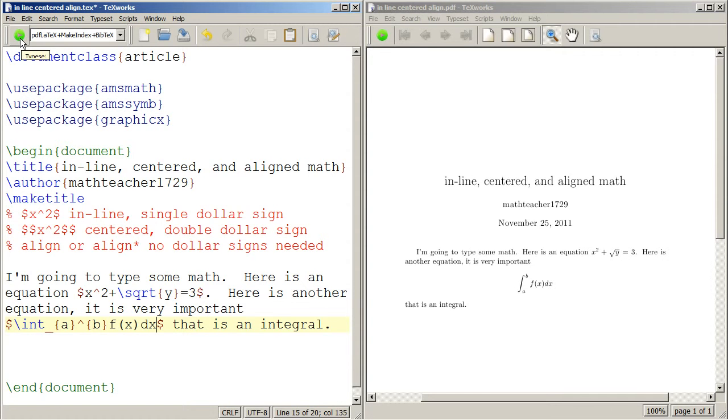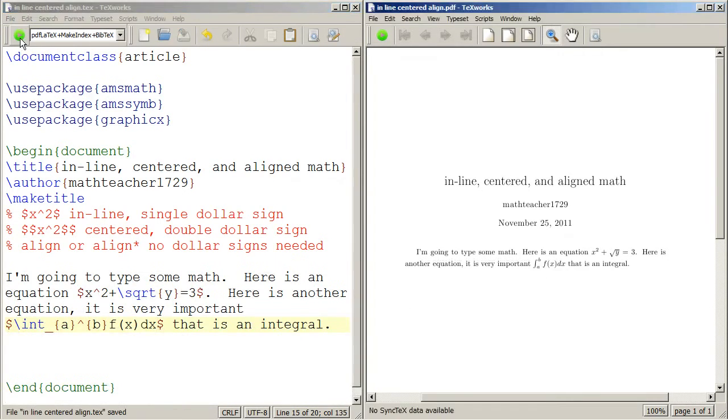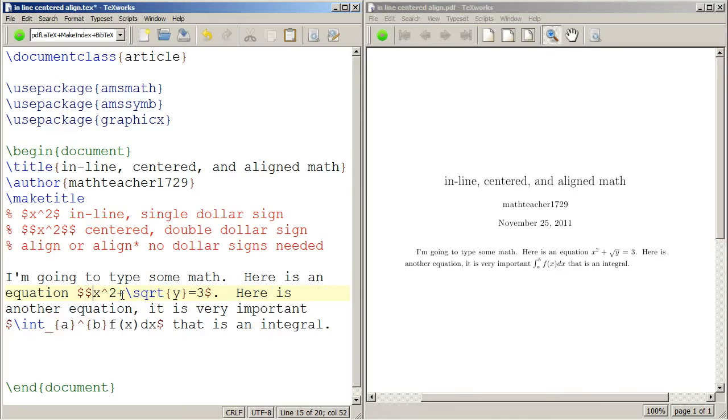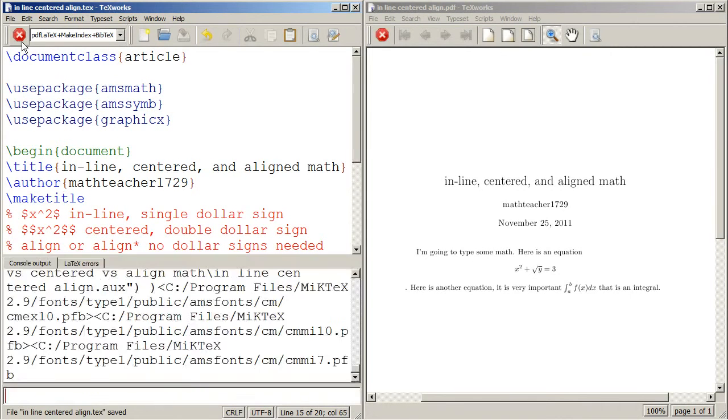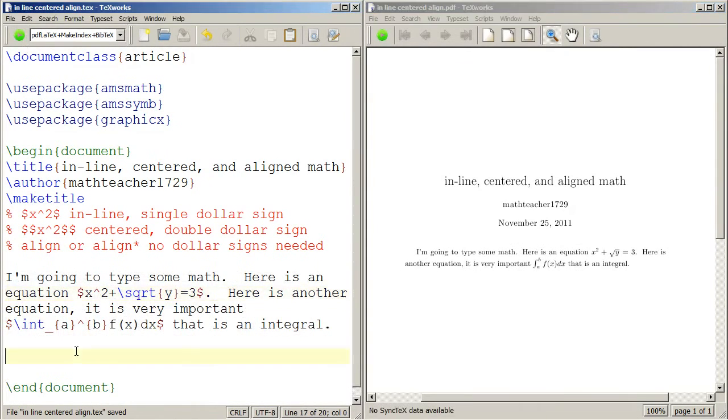I took the double dollar signs away from the integral, and watch what's going to happen to that integral. It's going to shrink and appear in the middle of the sentence, which, as you can see right there, it did. Let's put double dollar signs around this equation, x squared plus square root y equals 3. And again, watch what's going to happen. It's going to be centered, and there's going to be a line break. So that's what single versus double dollar sign does. Single dollar sign means it just is right in the middle of what you're typing. Double dollar signs means it is centered.